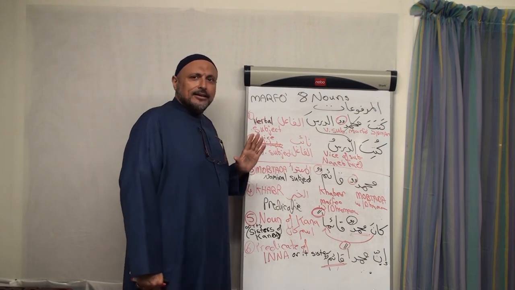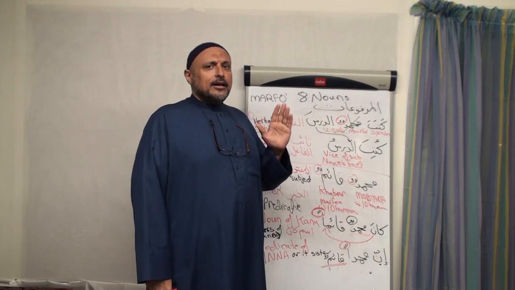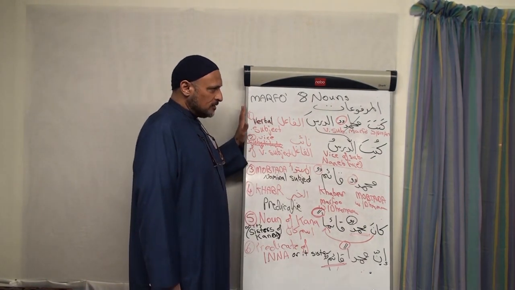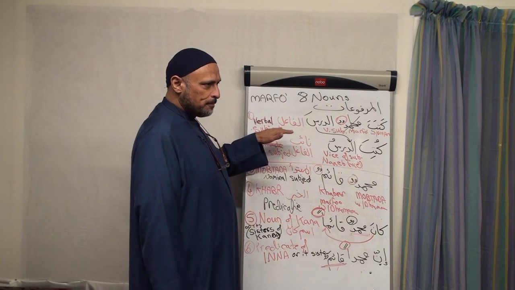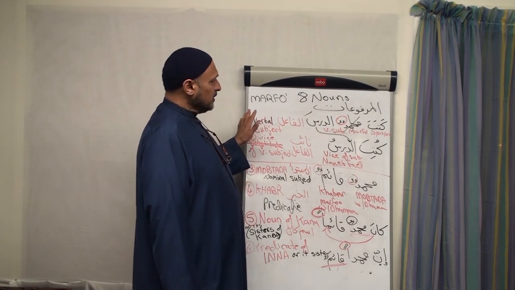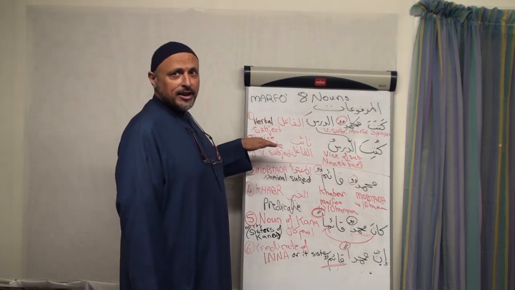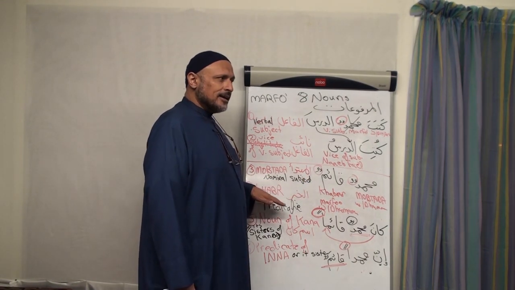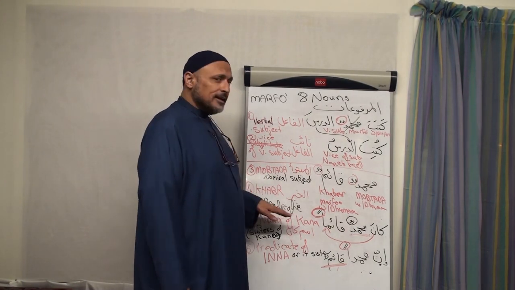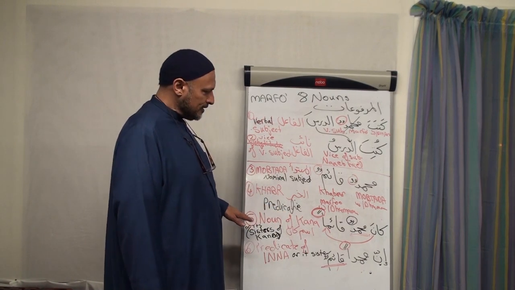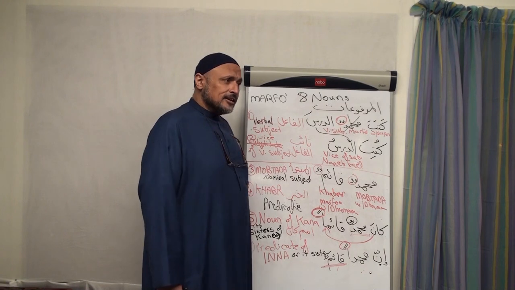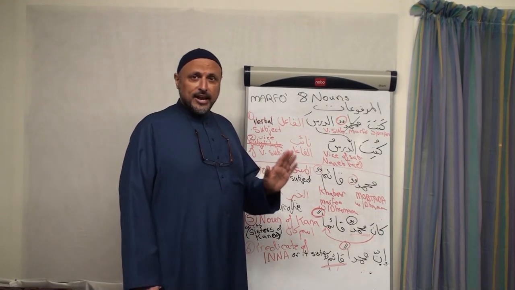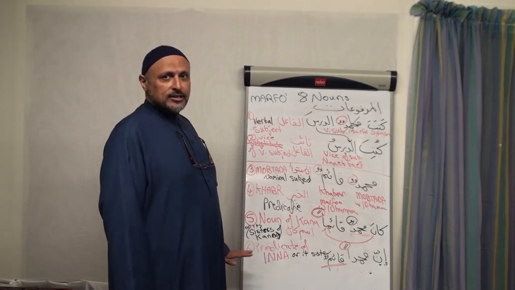So, marfu'at. There are eight grammatical positions, grammatical titles, which come under marfu'at. First is fa'il, the verbal subject. Second is na'ib fa'il. Third is mubtada. Fourth is khabar. Fifth is the noun of Kana, which stays loyal. Sixth is the predicate of Inna, so the wife. Here, in the fifth, the husband stays okay. In the sixth, the wife stays okay, doesn't change.